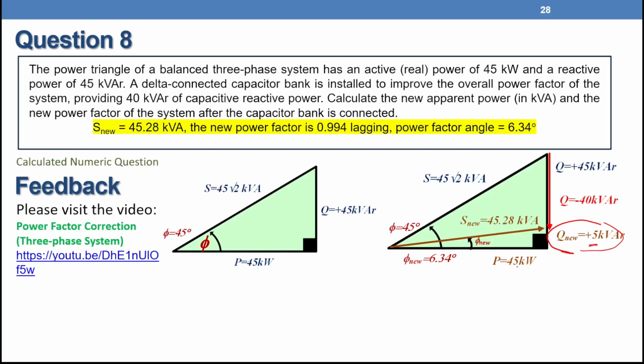And we have the power P is 45, so we can calculate S, which is root P square plus Q square. So let's look here. S equals root 45 square plus 5 square. That one is 45.28 kilovolt ampere.